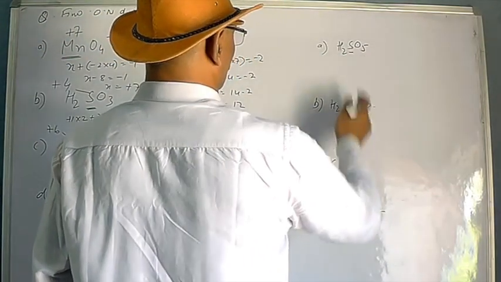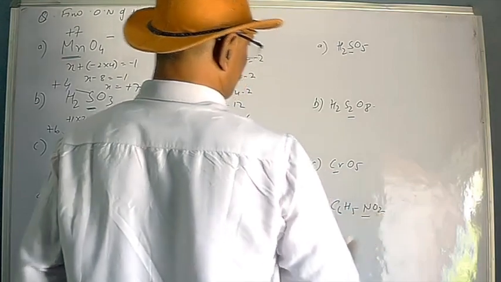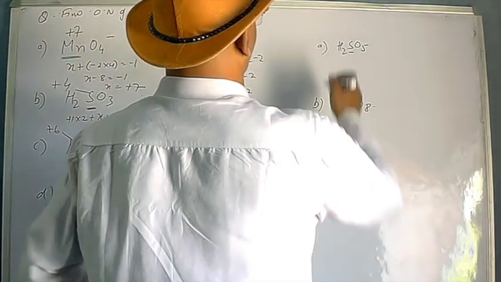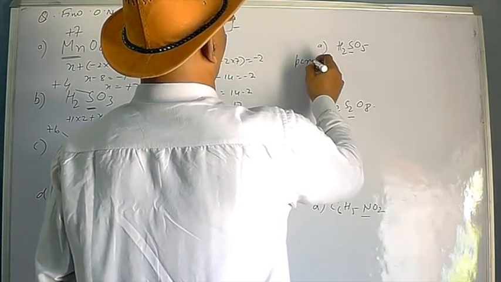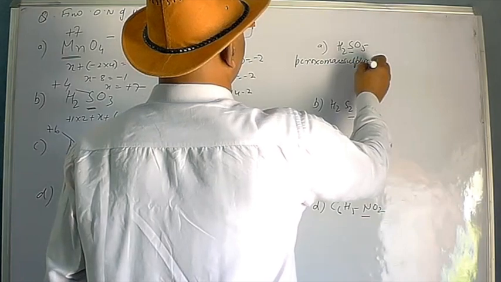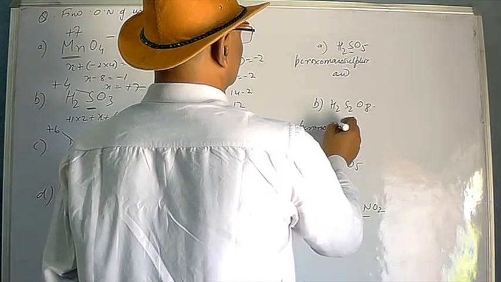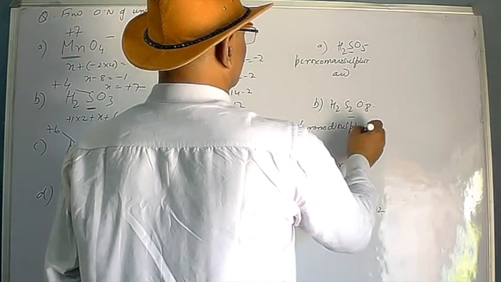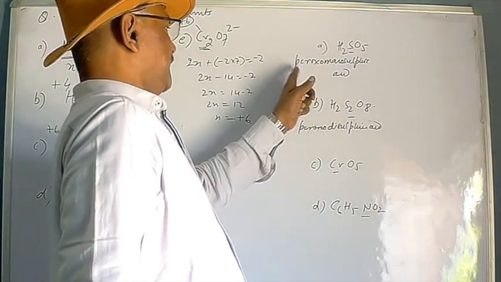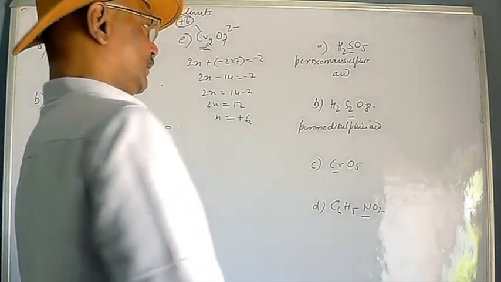We are supposed to find out the oxidation number of sulfur here, here also sulfur, Cr, and here naturally. Class, this is called peroxomonosulfuric acid. And this is called peroxodisulfuric acid. Since the name contains the word peroxo, it means it contains one peroxide bridge. Let us see how.